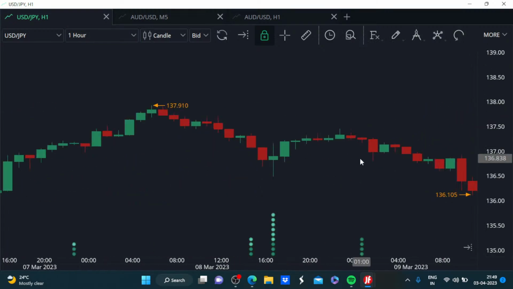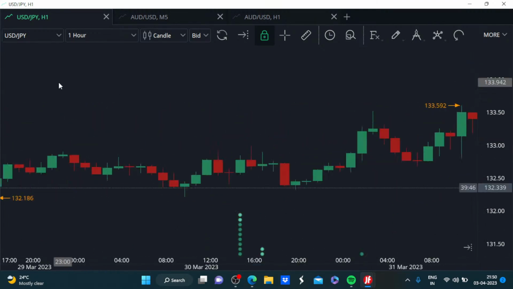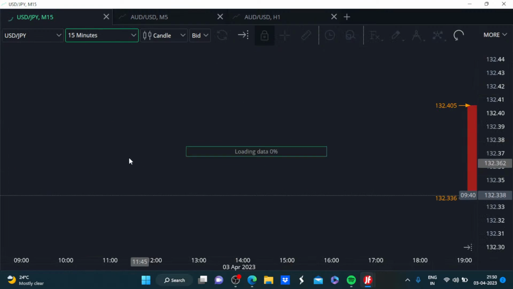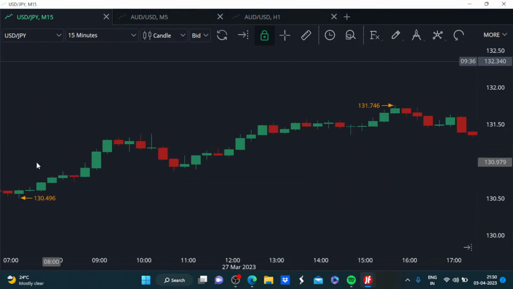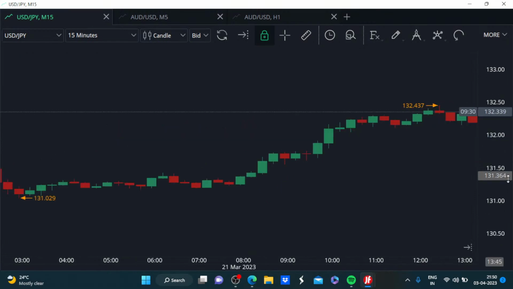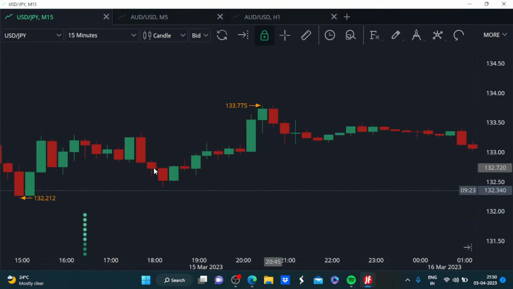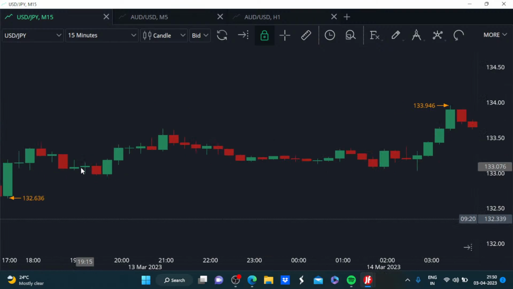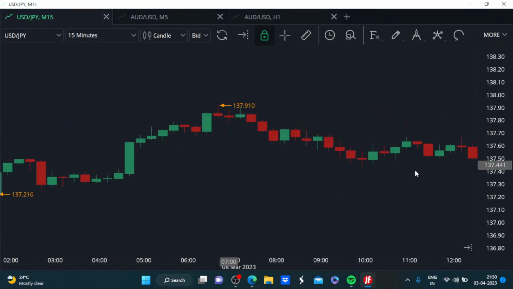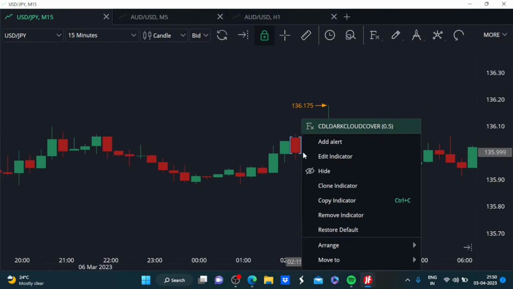Let me look for another example on the hourly time frame, and then we will see what we can do in terms of editing. No, I think we will have to go back to that formation only. And it is yet to be found. Okay, here it comes. Now let us see what we can do in terms of editing.